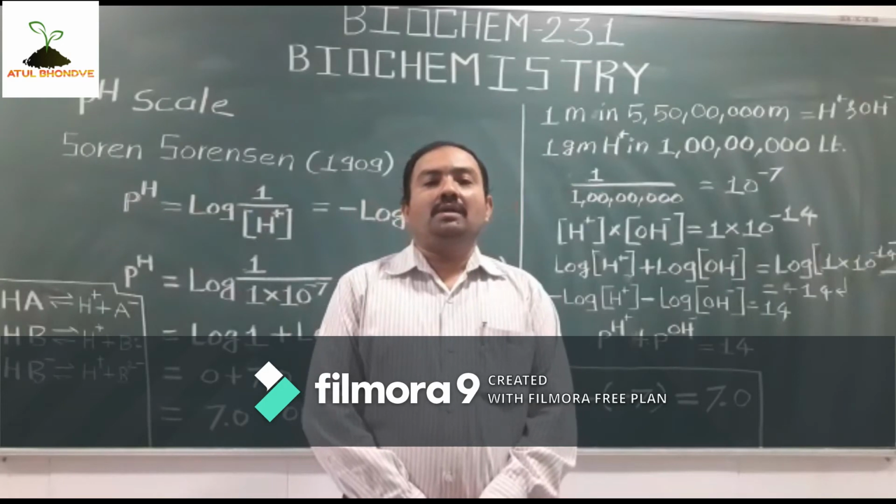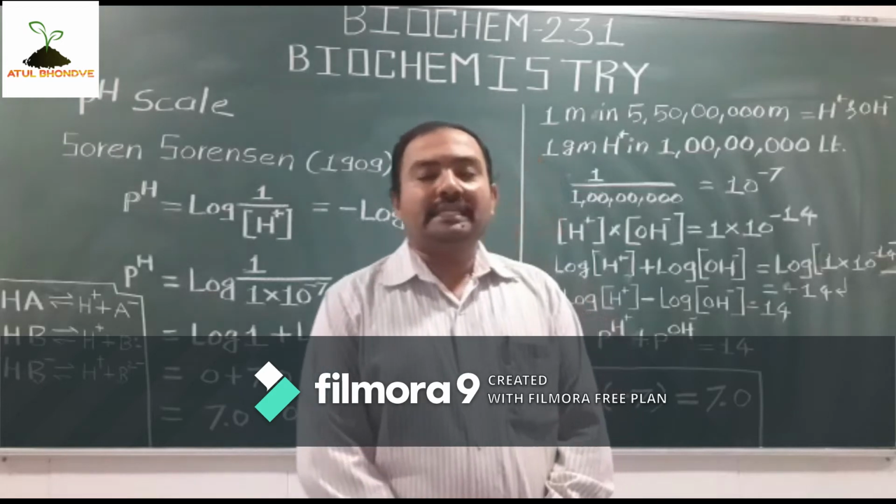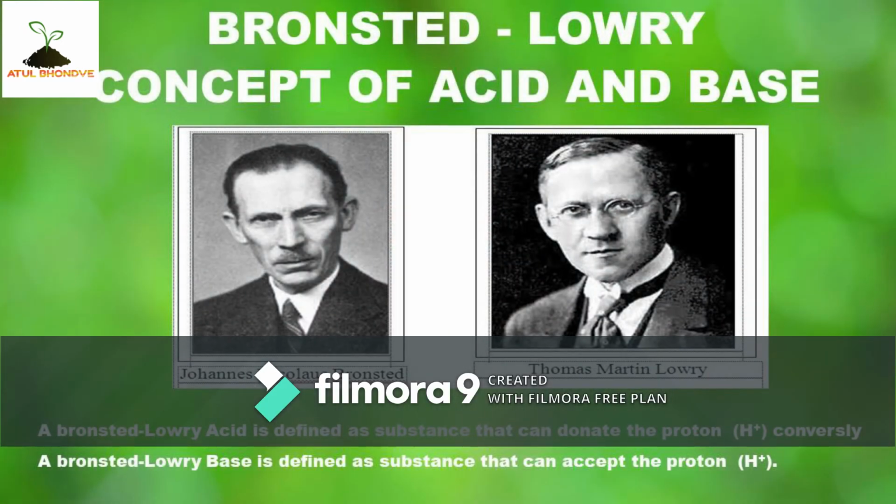After pH, the next concept is the Bronsted-Lowry concept of acid and base. The scientists Bronsted and Lowry developed the concept of acid and base in 1923. What actually does a Bronsted-Lowry acid mean, or a Bronsted-Lowry base mean?